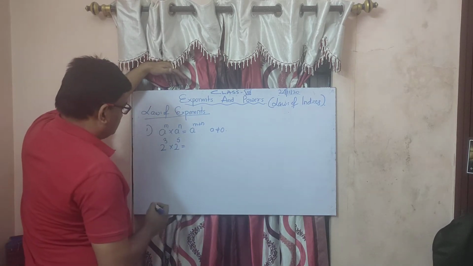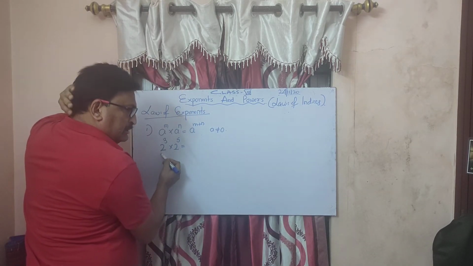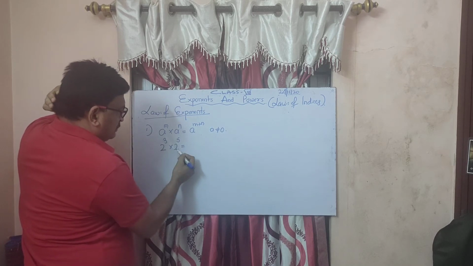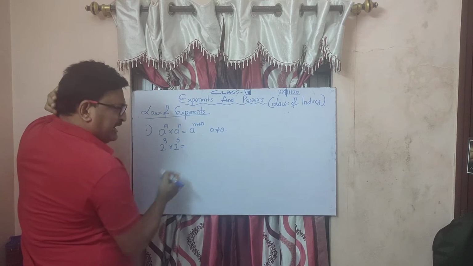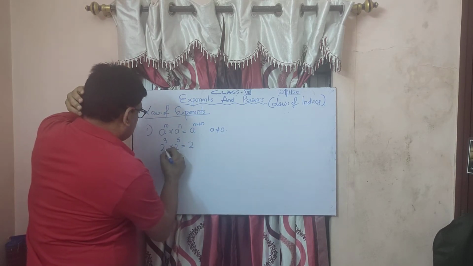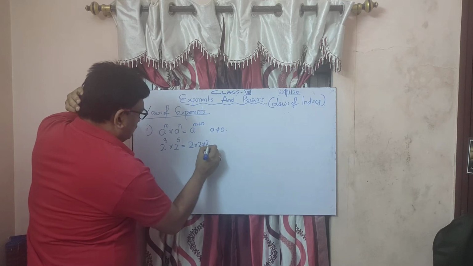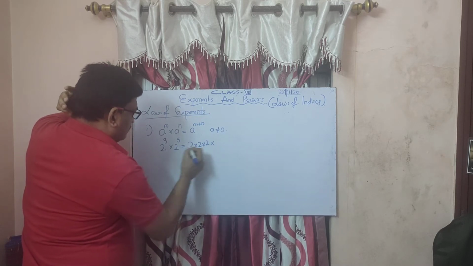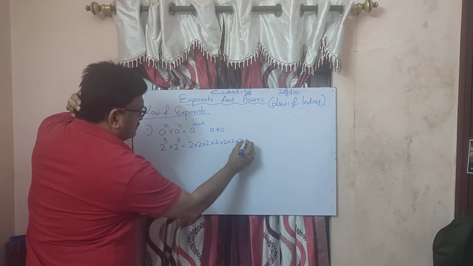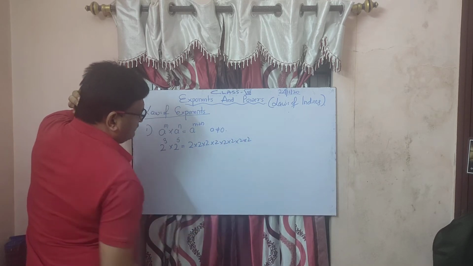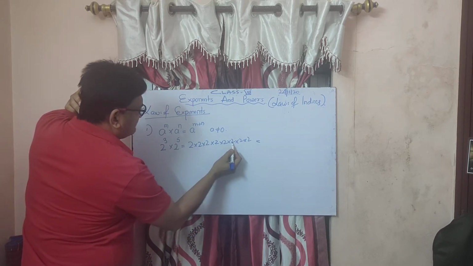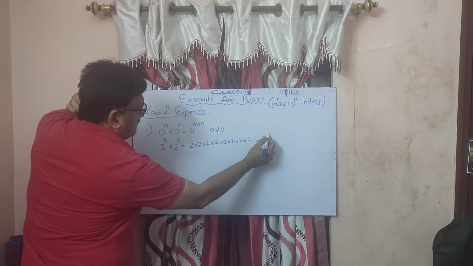So what we have to do? 2 to the power 3 into 2 to the power 5. Now if you don't know the law, what you have to write? You have to write 2 three times, 2 into 2 into 2, and then into 2 five times, 2 into 2 into 2 into 2 into 2. Now how many times is 2 there? 1, 2, 3, 4, 5, 6, 7, 8. Okay, 2 to the power 8.